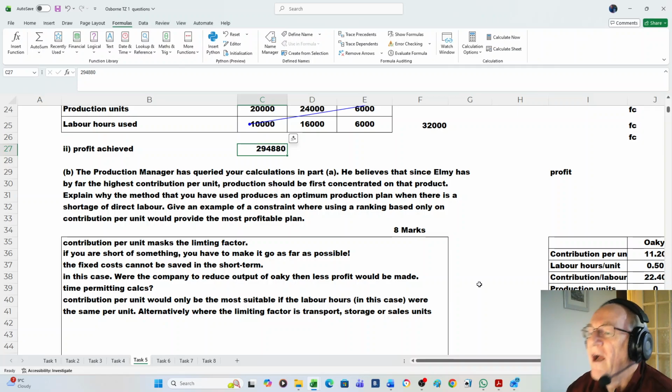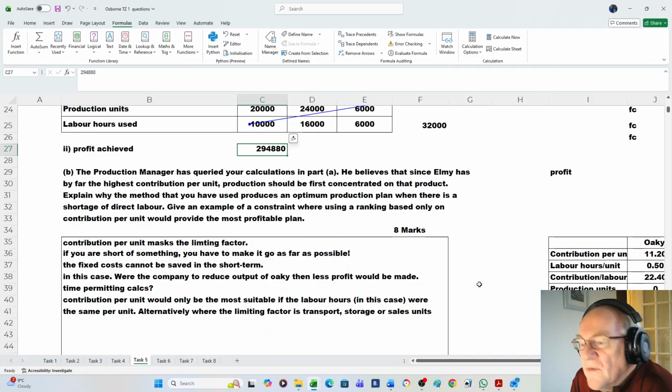I've left this one in from a previous practice deliberately, just because I knew it would be complicated trying to do it again. So first of all, explain that the contribution per unit masks the limiting factor. If you're short of something, you have to make it go as far as possible. We're running out of something, whether it's glue, resins that have leaked out, or just time, and we want to make as much with it as possible, trying to get as much done in the time that you've got.